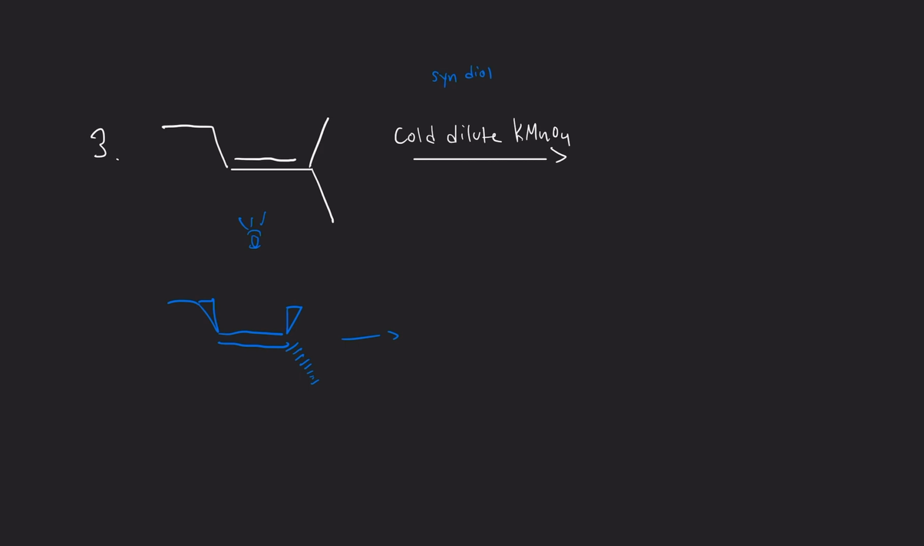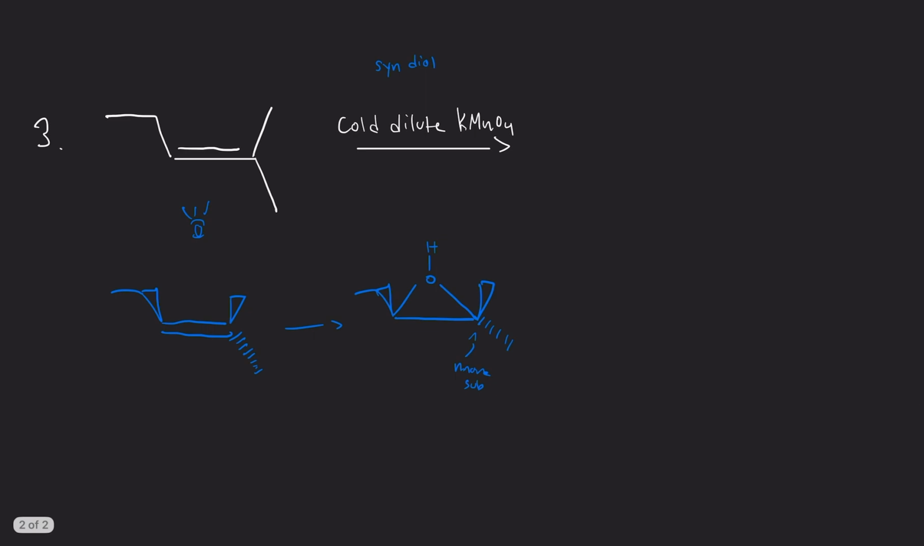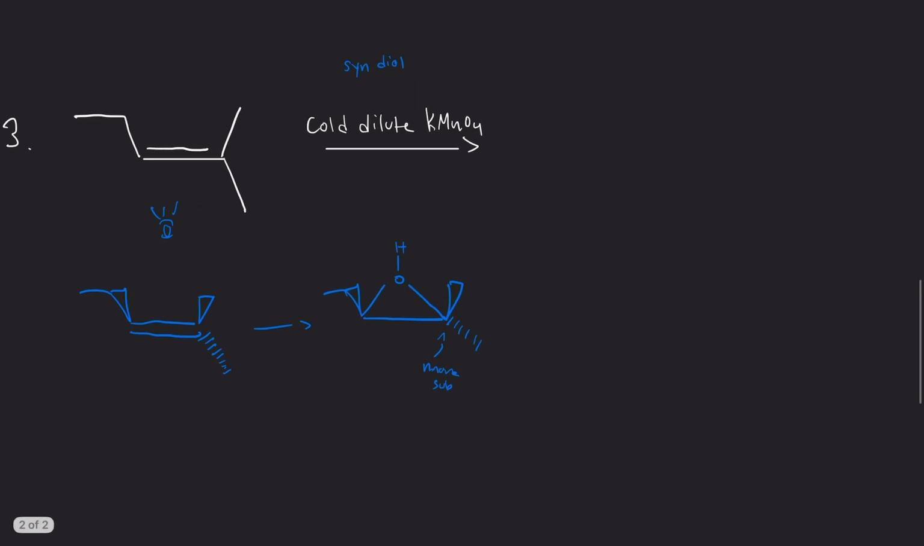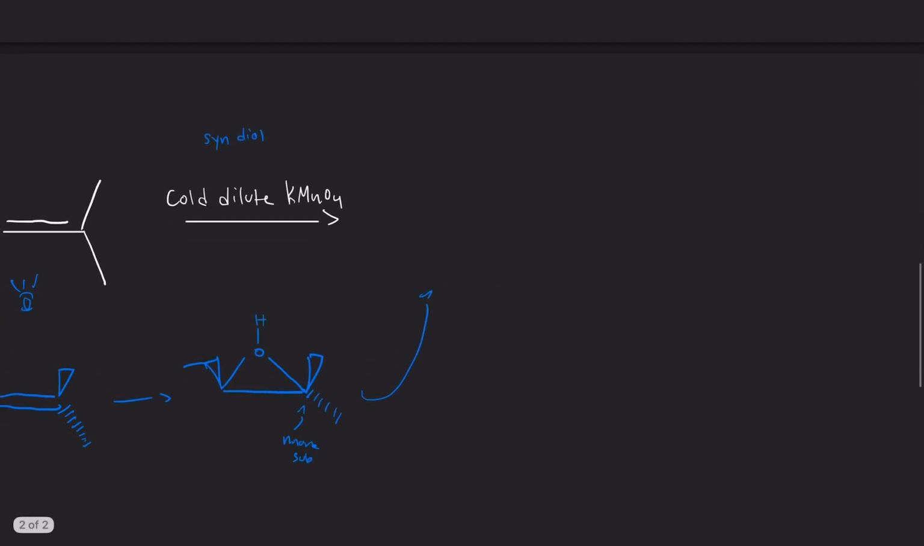Or hold on, let me actually go through the mechanism here for this one. Right, so our ring is going to form. And then we need to figure out what's our more substituted carbon. On the right, we have the more substituted carbon, right? So that's where our weak nucleophile will attack, sorry. And so our final product looks something like this, right?